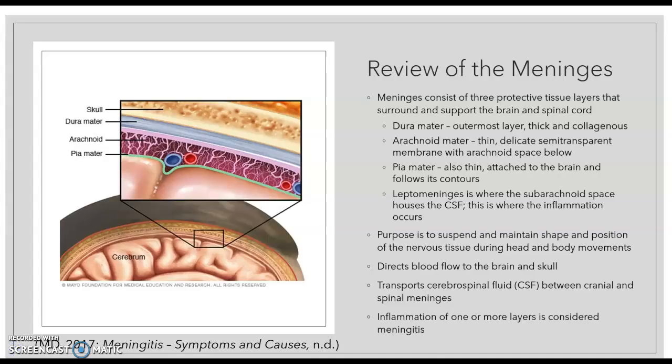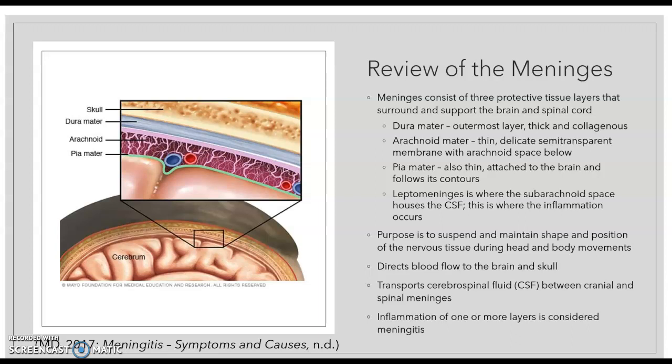I'd like to do a quick review of what the meninges are before we move on to what happens during the course of meningitis. The meninges consist of 3 protective tissue layers that surround and support the brain and spinal cord. The first is the dura mater, which is composed of 2 layers, one that adheres to the periosteum of the skull and one that adheres to the surface of the brain, and these layers protect the soft tissues of the brain. The arachnoid mater is thin and delicate with arachnoid space below. Strands of collagenous connective tissues, called trabeculae, extend from the arachnoid mater down to the pia mater, forming the subarachnoid space, where the cerebral spinal fluid flows.